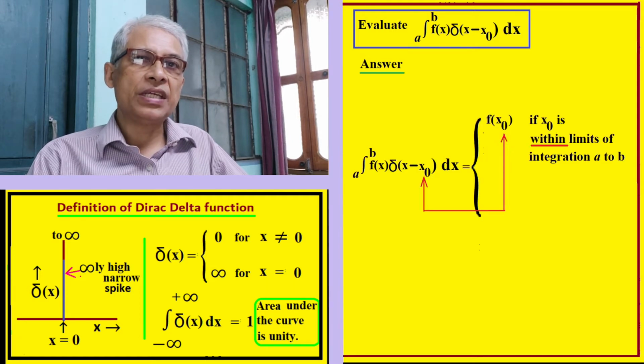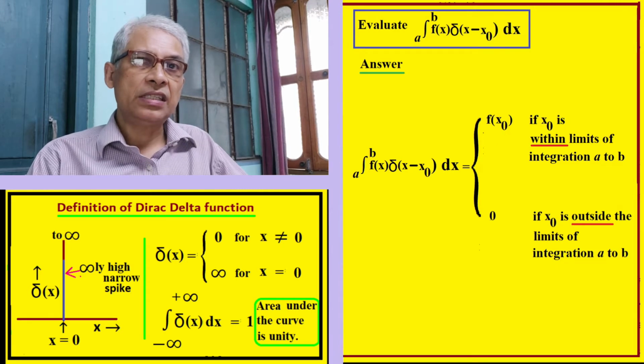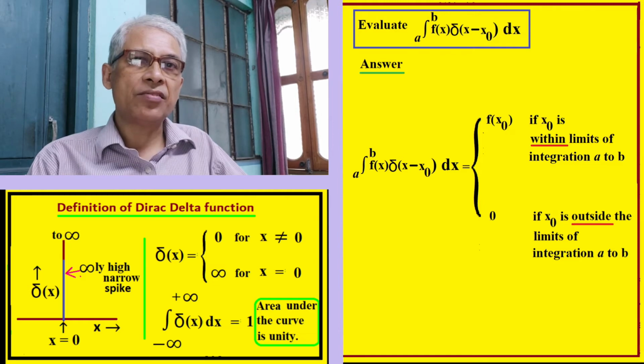If x0 is within the integration limits a and b, then the value of the integration is f of x0, as the Dirac delta is defined around x0. But if on the other hand the x0 lies outside the integration limits, then the value would be 0. In fact, Dirac delta is valued and respected only at the point x equal to x0. And if you are elsewhere, you won't be able to see its influence, and Dirac delta has no meaning for you then.